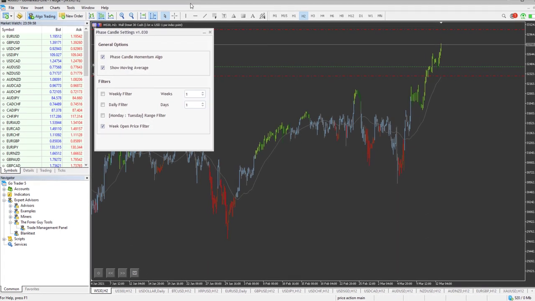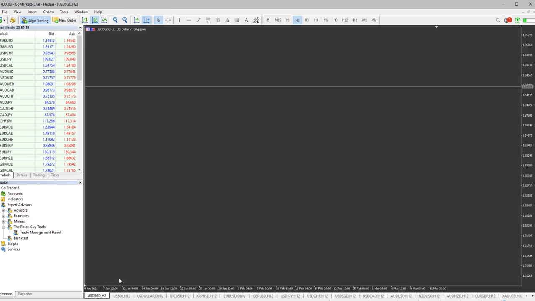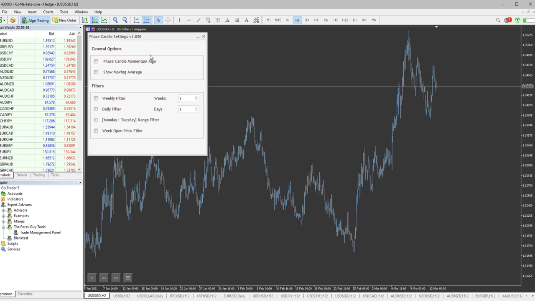This settings panel is pretty cool. I put a lot of effort into this. It doesn't look like much, but there's a lot going on behind the scenes and it gives you a lot of flexibility on how you want the phase candles to be shown. I've got a couple of boxes ticked here. Let's untick everything. We untick everything, we get a plain chart. All right, I'll just go to another chart since there's a trade in the way there. So we untick everything.